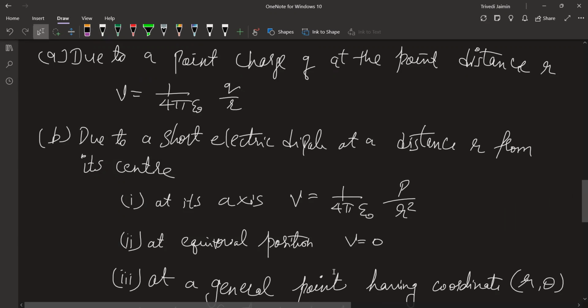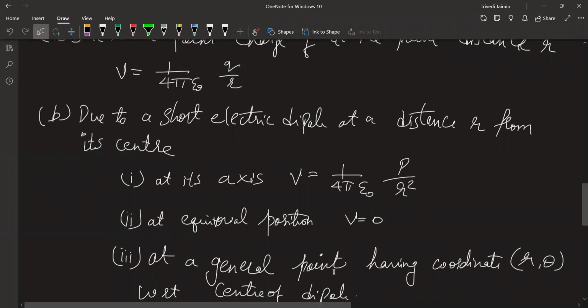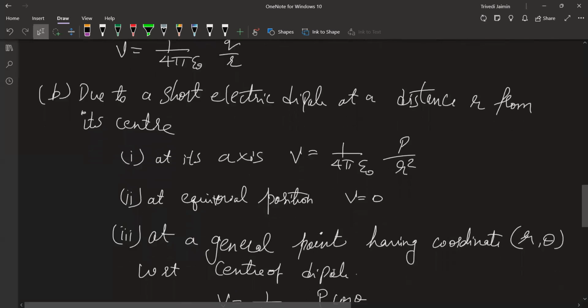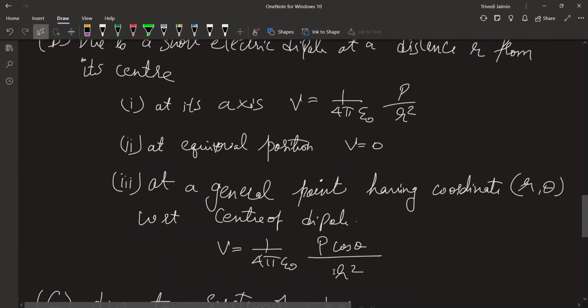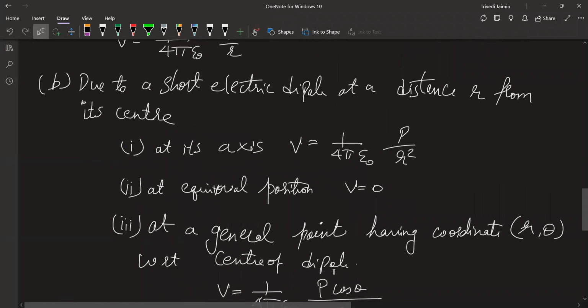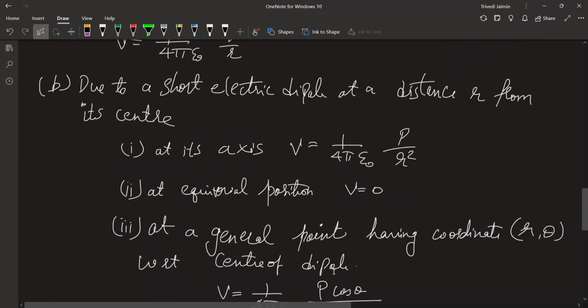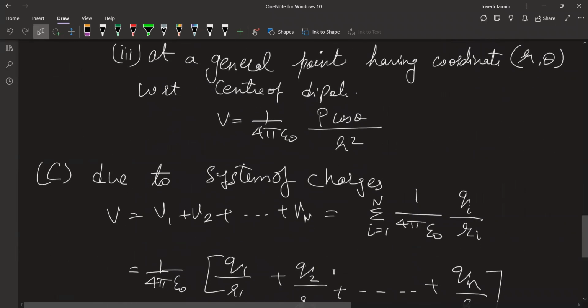At equatorial position, V will be 0 because it is equatorial. At a general point having coordinates r theta with respect to the center of the dipole, it will be P cos theta by R square. Now this was about a short electric dipole at a distance R from its center. Third one, due to a system of charges, V equals V1 plus V2 till Vn. So the summation of all this will give you 1 by 4 pi epsilon naught Qi by Ri, where i goes from 1 to n.